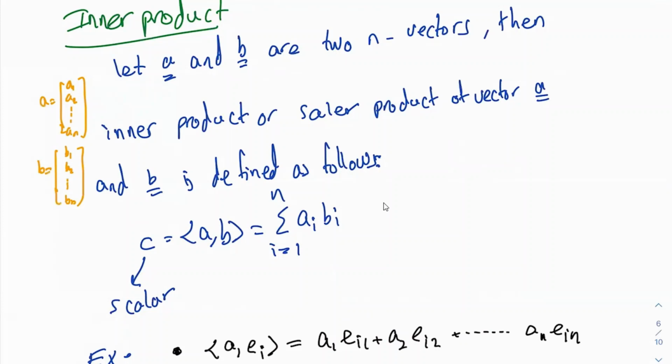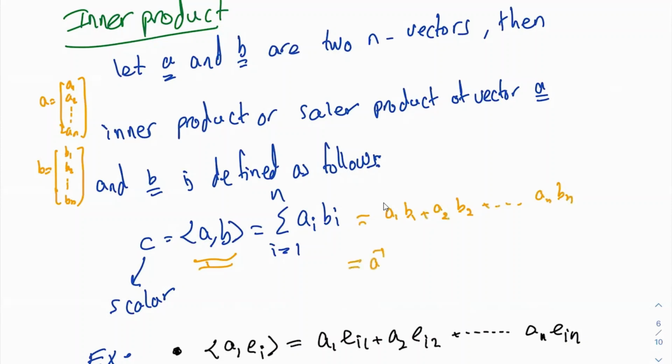It's defined as follows. This is the notation usually used, the short form notation. C, a scalar, is defined as the sum of AI times BI. You multiply them component-wise and then you add them up, right? So for example, if I want to expand this, it becomes A1 B1 plus A2 B2, the first component of A times the first component of B, the second component of A times the second component of B, and so on up to An times Bn.